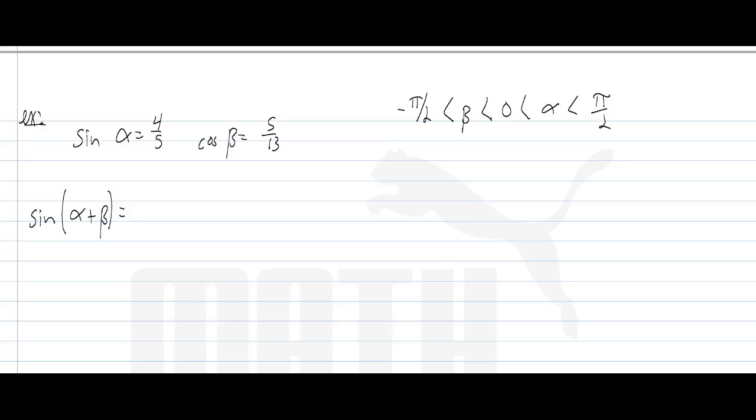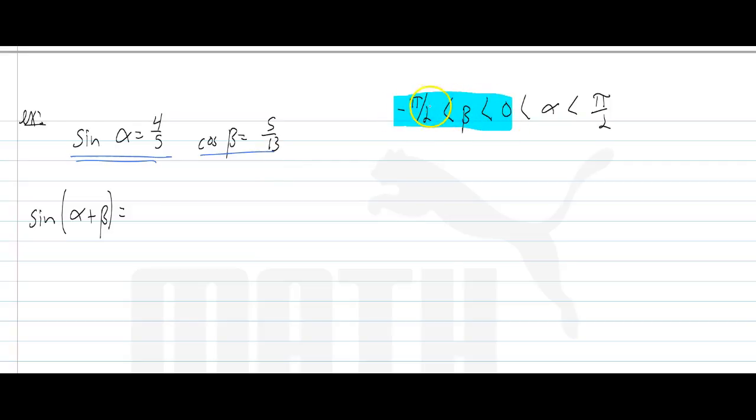So here's another type of problem that we're going to look at. There's a lot to take in this. So here is the given. We have the sine of angle alpha is 4/5. The cosine of angle beta is 5/13. These are two different angles. And then we're also given this information.